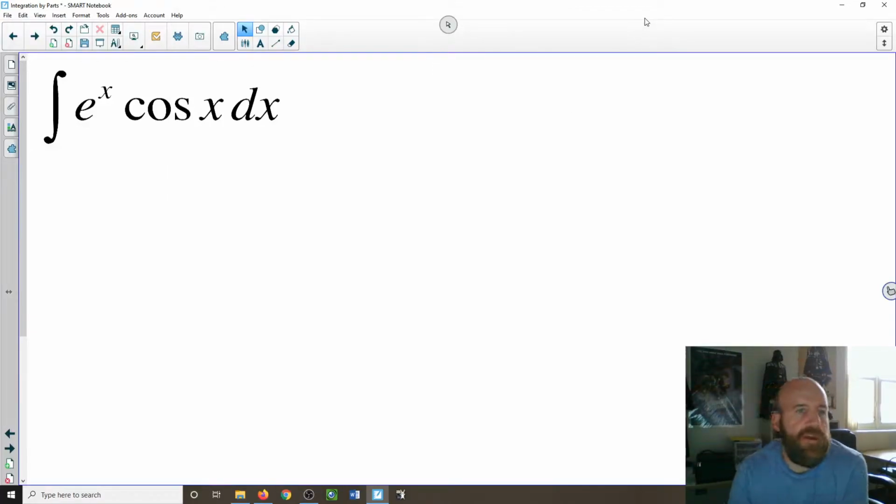Alright, back at it. We got the integral of e to the x cosine x. So this one, it's a little tricky. So we'll see why that is here in a minute. So if we take, doesn't really matter which one you use as a u.